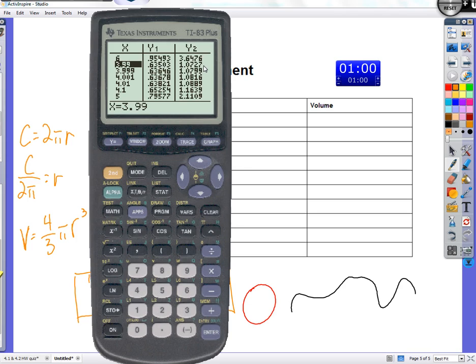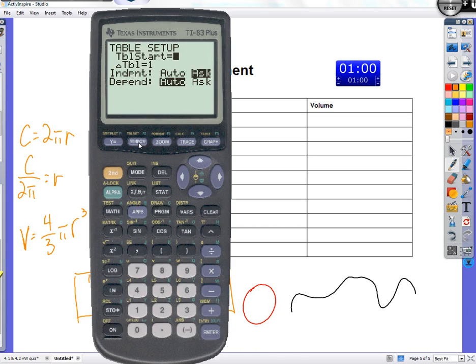How do you insert stuff again? How do you put in an X value? You go to table set, second, so table set. Logan doesn't get a new one. Okay, so Logan doesn't get a new one.